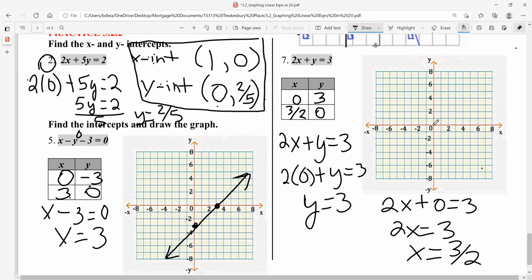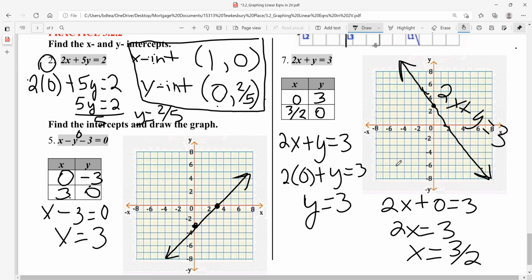So we have 0, 3. That's the y-intercept where x equals 0. And then we have 3/2, which is 1.5. So we can go over 1 and maybe 1/2, and y is 0. And this is the x-intercept because it's on the x-axis. And the graph of that line looks like this. I'm trying to make my line straight. I don't have a straight edge right now. Okay, so that's the graph of the line 2x plus y equals 3.